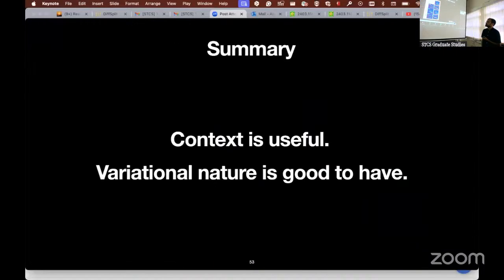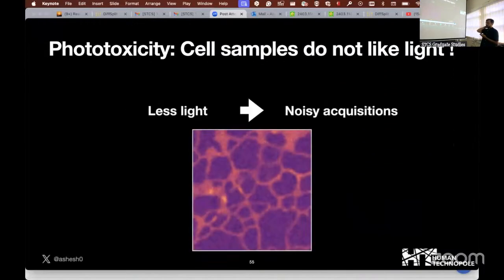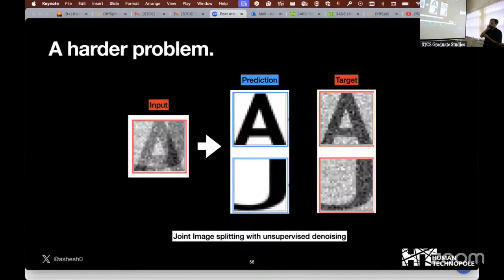Okay, so now let's move to the other part. Now we try to solve a harder problem, which is phototoxicity, which in simple terms means that the cell samples typically do not like light. That essentially means microscopists work with as little light as possible, which means noisy acquisitions. So now our task was, can we go from this noisy superposition of two structures to the clean estimates? That is the task.